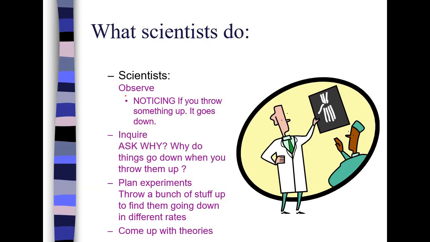Again, scientists observe, noticing that if you throw something up, it goes down. Inquire, ask a question: why do things go down when you throw them up? Third, plan an experiment. Throw a bunch of stuff to find them going down at different rates. After this experiment, the result may come up with a theory, or agree or disagree with this theory.